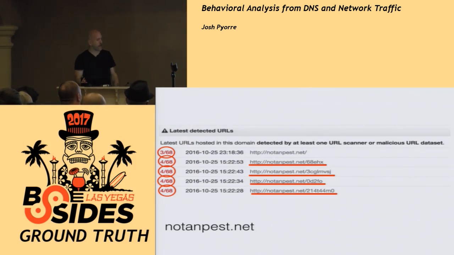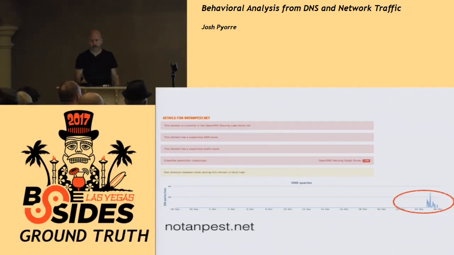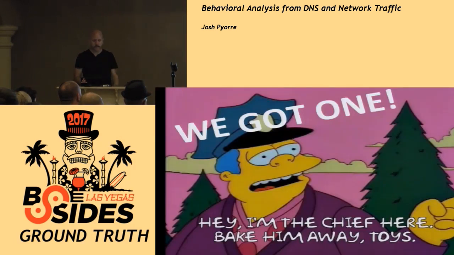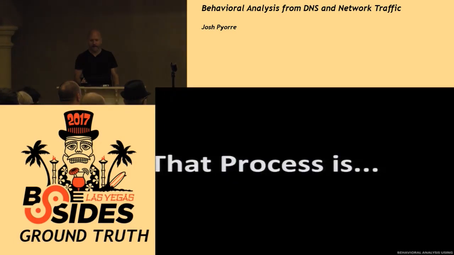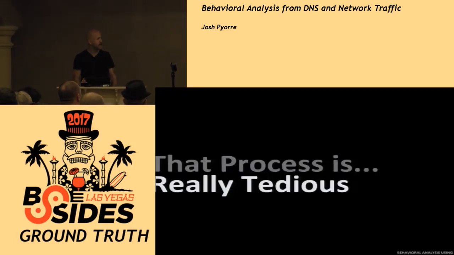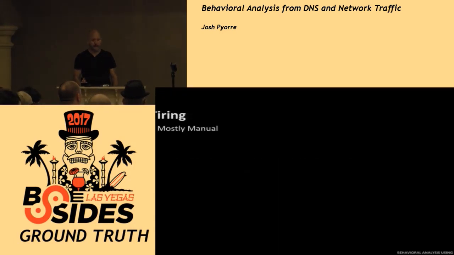VirusTotal sees all these URLs that look just like what Locky would do. And you can see it's using Investigate, which is a Cisco thing, previously OpenDNS. You can see there's a spike in traffic at one point, and before that there was nothing. So we got one. It's cool. It's a lot of work. The process is really tedious, and sometimes you can spend all day doing that.